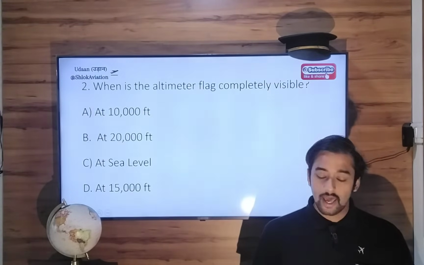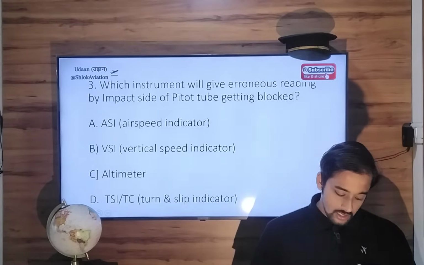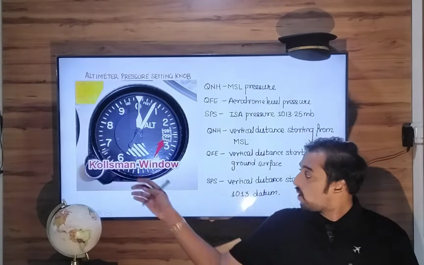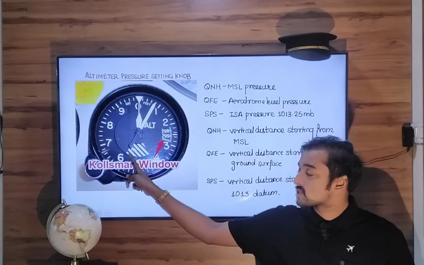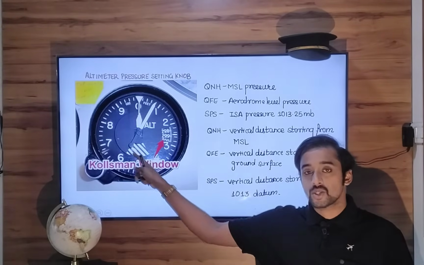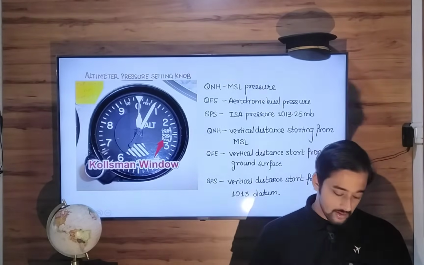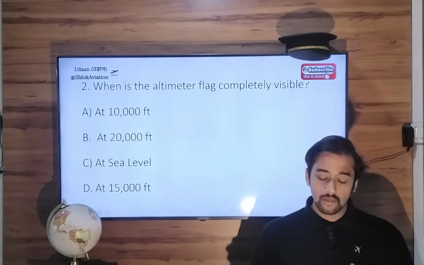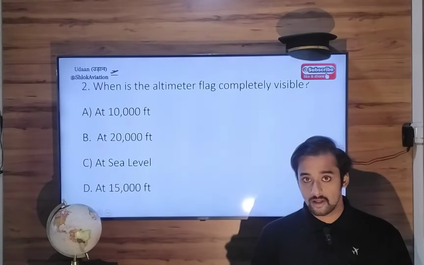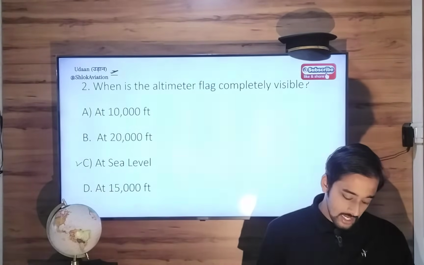Is the altimeter flag completely visible? So this is your altimeter flag, this zebra crossing, white black lines. This is called altimeter flag. So when is this altimeter flag completely visible? Okay, so the answer is at sea level.